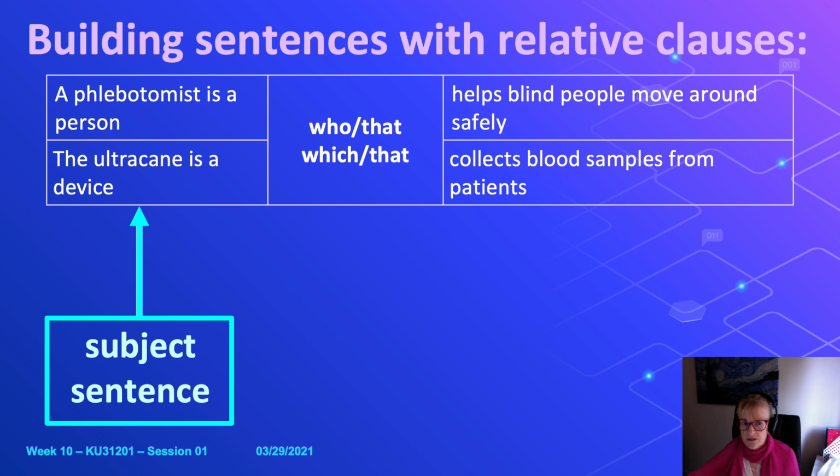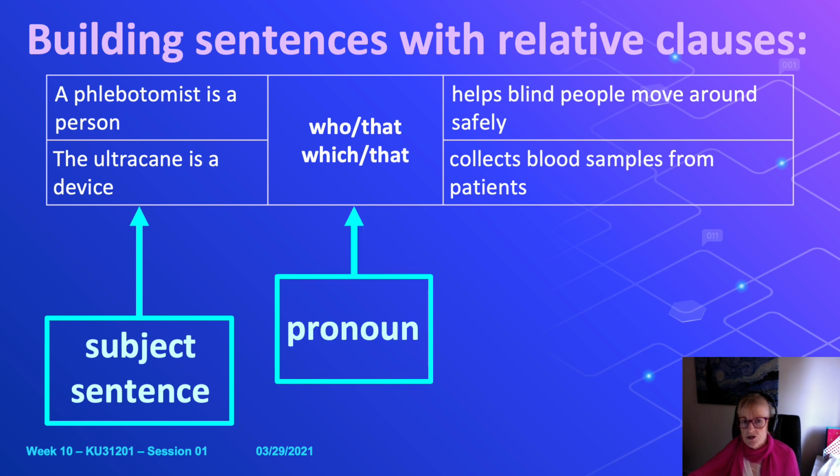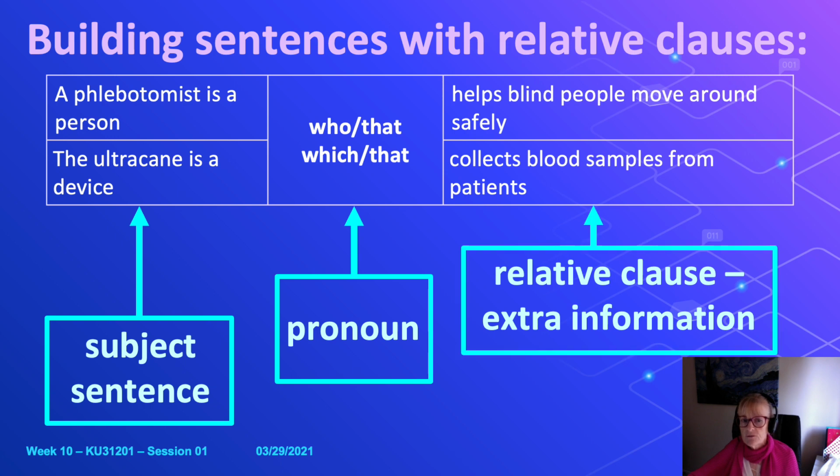Then after we've done the first subject sentence, we need to choose which pronoun to use to join the relative clause to the subject sentence. And then over here, we have the relative clause which is giving us the extra information about the subject sentence.